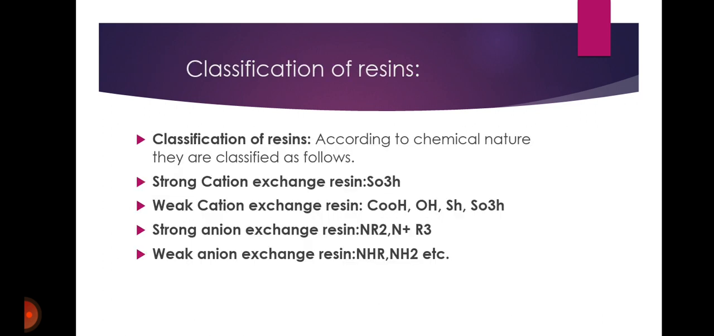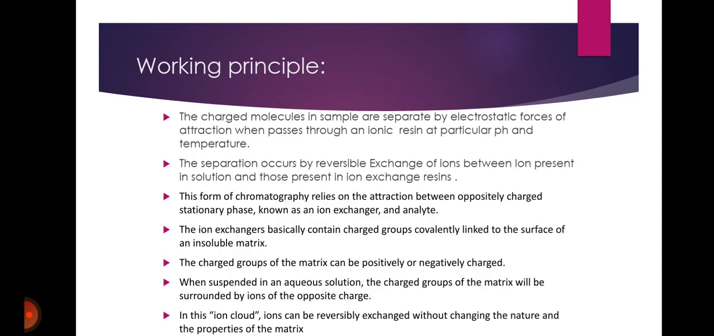Now, classification of resin. Generally based on chemical nature, it is of four types. Strong cation exchanger resins have SO3H, weak cation exchanger resins have COOH, OH and sulfhydryl groups as functional groups. Strong anion exchanger resins have NR2, N plus R3, while weak anion exchange resins have NHR, NH2 and many more.